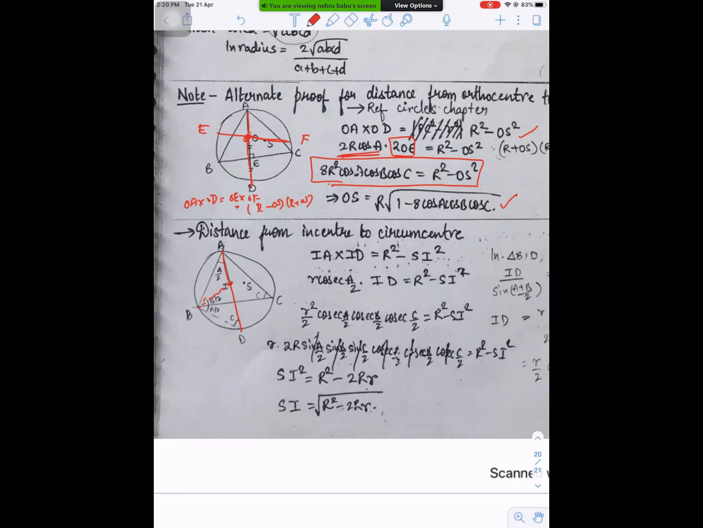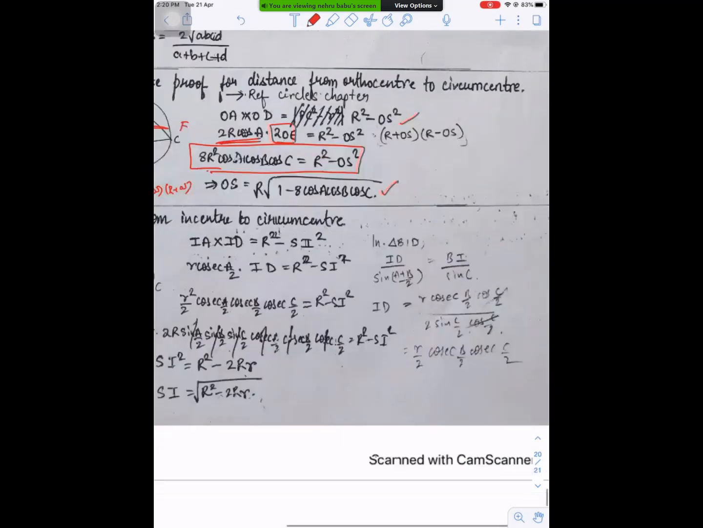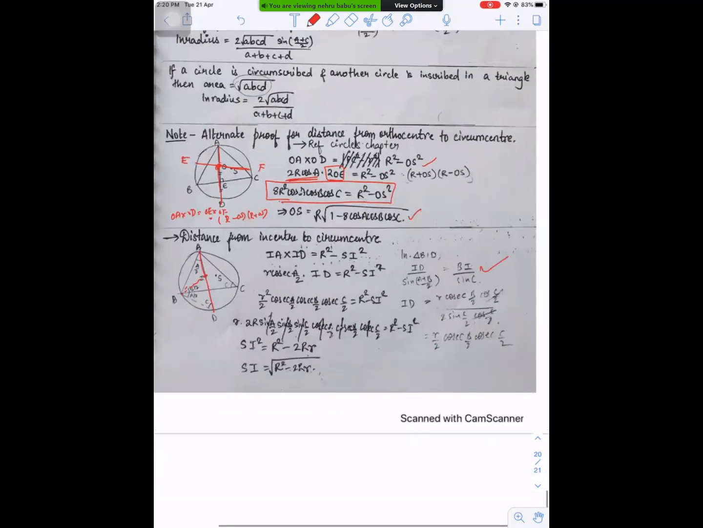ID equal to, I think the proof is here. ID by sine of (A plus B) by 2, this part. ID by sine of (A plus B) by 2 equal to BA by sine C. So by using this, we are getting the ID length. This is the easiest method to prove that result, the distance from in-center to circumcenter. But this logic is not working for the orthocenter to in-center concept.